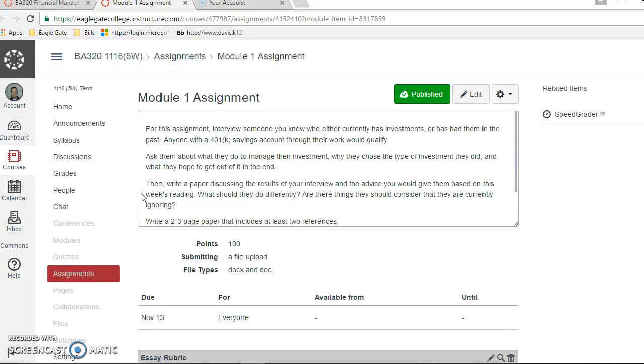So you need to talk to somebody that has had either, as it says here, a 401k account through their work. It's fine. Maybe they do stocks, maybe they do bonds, maybe they do mutual funds, anything like that. I would think most people would know somebody that has done that. What you're going to want to do is sit down with them and talk to them about how they manage their investment. There are a bunch of different ways that they can manage their investment.